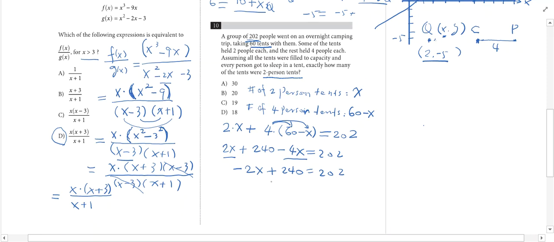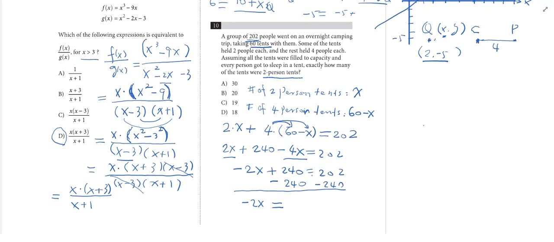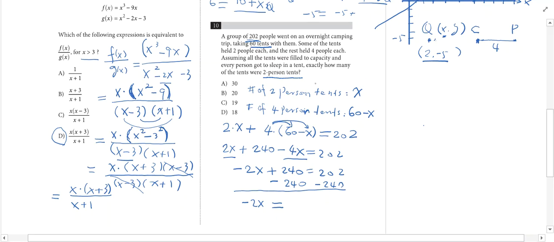After you simplify both sides, the next step is to apply the opposite operation. This is add 240, so we subtract 240 from both sides. Then you have negative 2x equals 202 minus 240. Let's use the calculator here: 202 minus 240, you will get negative 38.